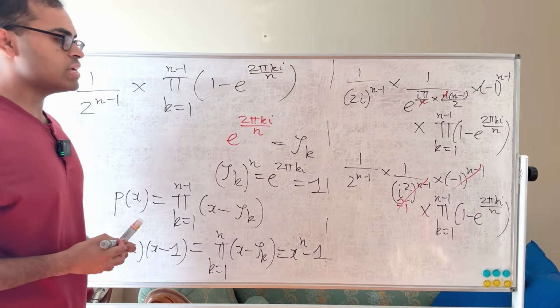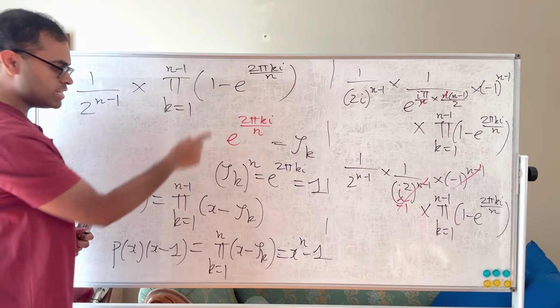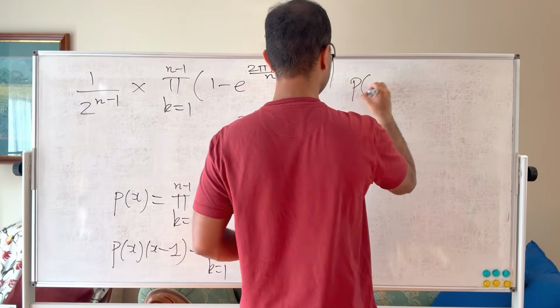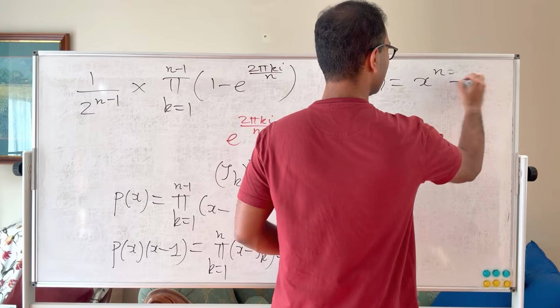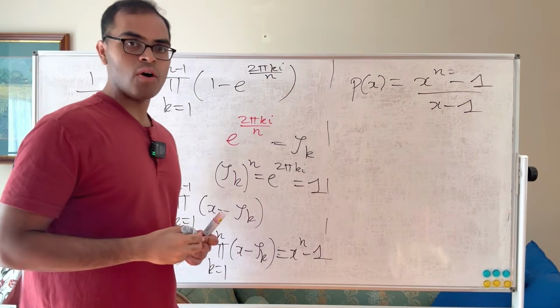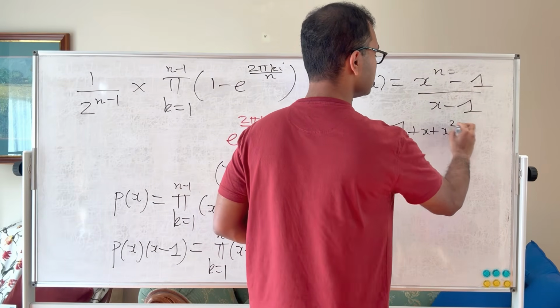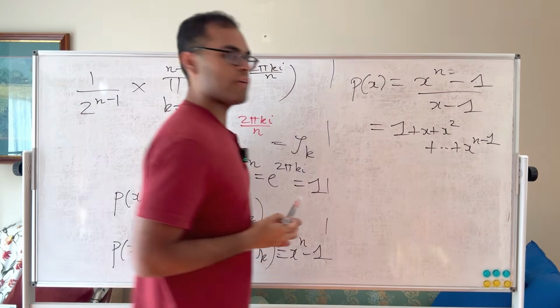So what that means is we can now get a formula for P of x, and you notice that this product here is a special value of P of x. That formula is P of x equals x power n minus 1 divided by x minus 1, and of course that is by polynomial division. This is 1 plus x plus x squared all the way up to x power n minus 1. That is P of x.